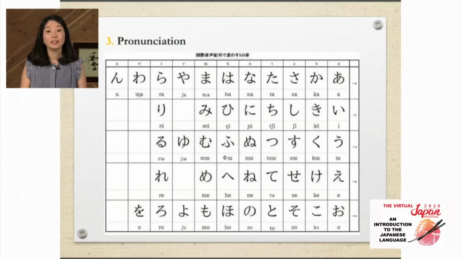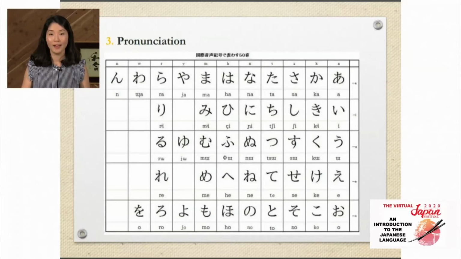The next one is the T line, T sound with a vowel. Ta, Chi, Tsu, Te, To. Now the second one is not Ti, it is Chi. The third one is not Tu, it is Tsu. And Te, To. Ta, Chi, Tsu, Te, To. All right, next one. N sound. Na, Ni, Nu, Ne, No. Next one is H sound. Ha, Hi, Hu, He, Ho. And then M: Ma, Mi, Mu, Me, Mo. Then the Y line, Y sound. Ya, Yu, Yo. There are only 3 of them.